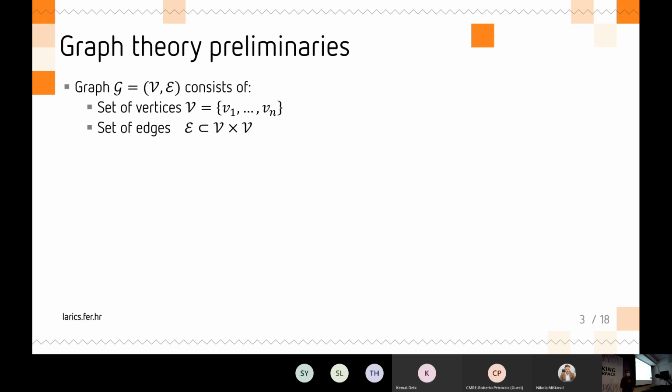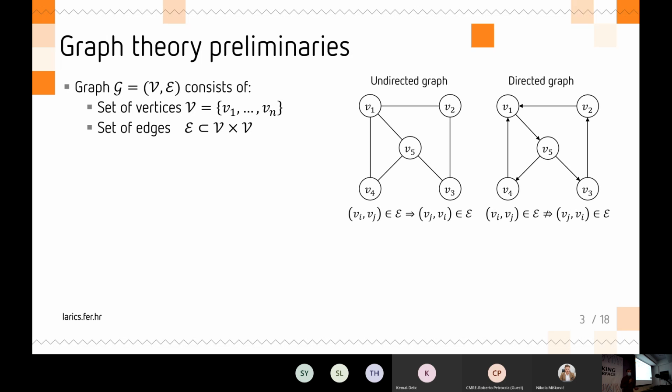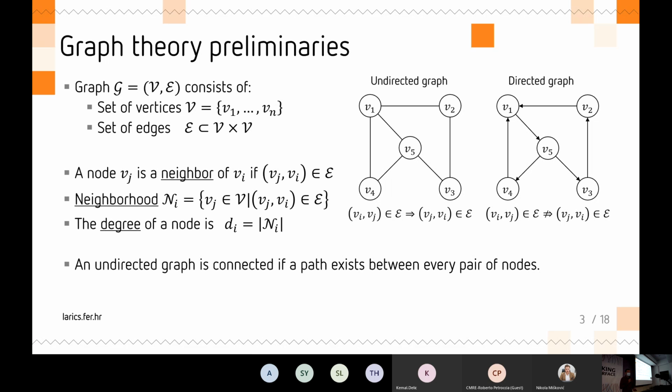We can start with modeling this with graph theory. A graph G consists of a set of vertices V and a set of edges that connect those vertices. It can be undirected, which means basically nodes communicate in two ways, or directed, which models one-way communication. We say that node J is a neighbor of node I if there is an edge connecting them. The neighborhood is the set of all neighbors of one node. Finally, the degree of the node is the number of elements in this set.